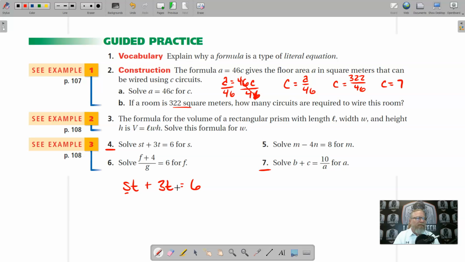So notice that first we need to get rid of the 3t over here. So we're going to do st, and by subtracting 3t from each side, we'll move it to the other side, end up with 6 minus 3t. Now I need to get the s by itself, so I need to divide by t. And therefore, the t's are going to cancel each other, leaving me s on the left. And I have 6 minus 3t over t on the right.